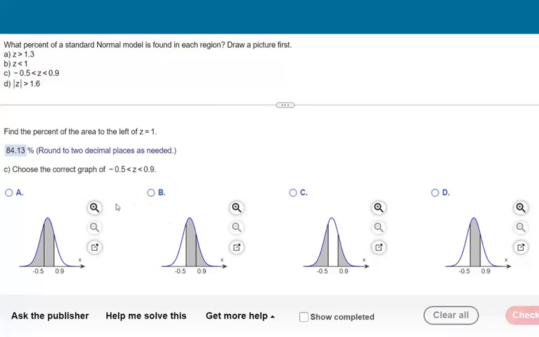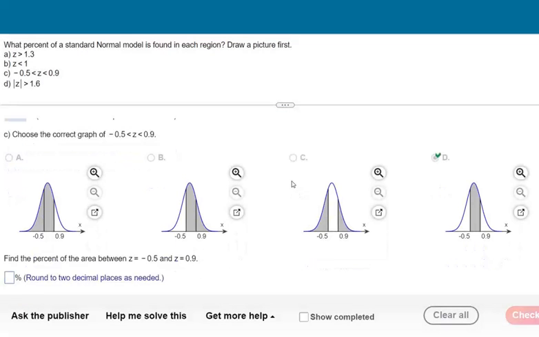Okay, z-score between two things. So -0.5 should be a little bit to the left of 0. 0.9 should be a little bit to the right. So it looks good with all these. And look, see how z is sandwiched between these two? That means we want the area between -0.5 and 0.9. So to find out the correct graph, z is between these two, so you're looking for the area between those two values.